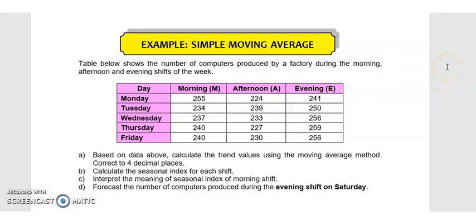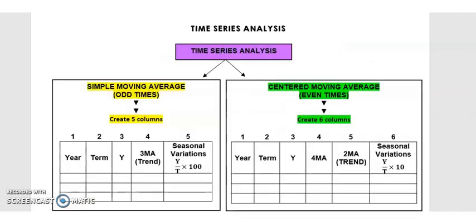Okay, remember in time series, our main objective is we want to do forecast, or prediction. So how to forecast, or what are the steps that you need to follow from question A until question D? You follow the simplified note that I already gave to you. First step, you need to know whether you need to use simple moving average or centered moving average.